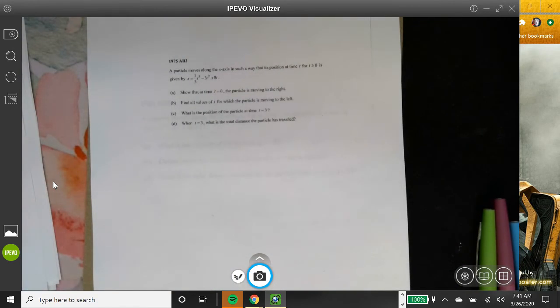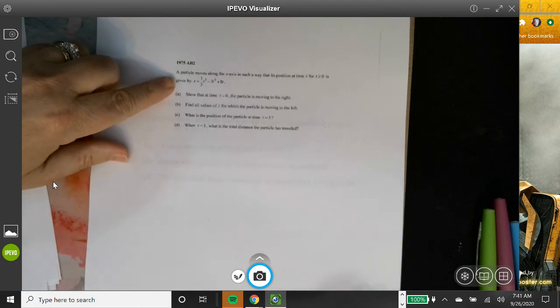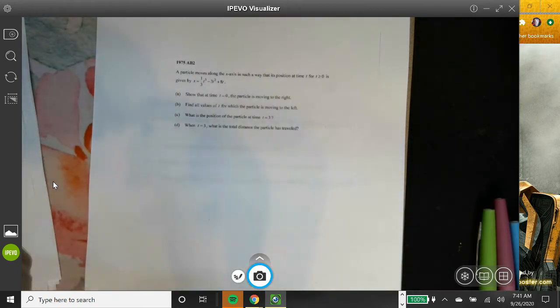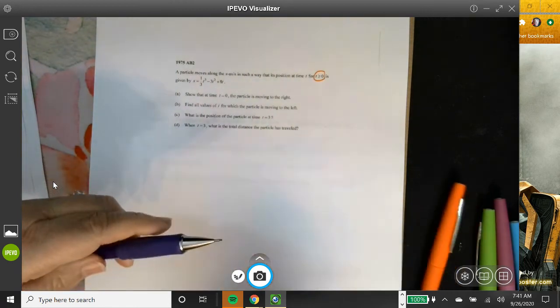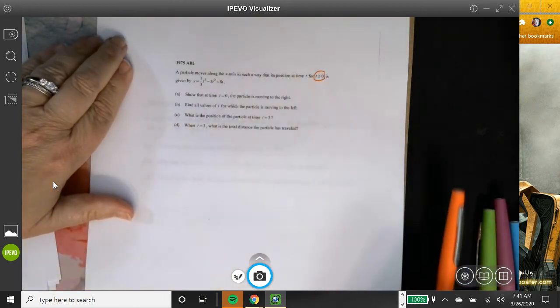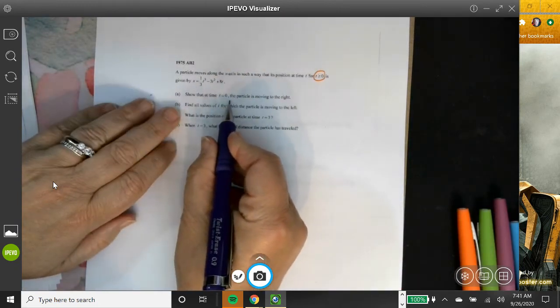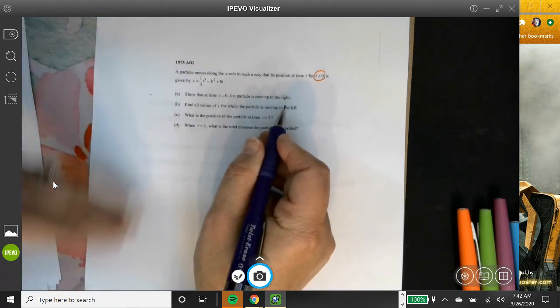1975, here we go. We're going through time. A particle moves along the x-axis in such a way that its position at time t, for t greater than or equal to 0, there's my little notion here that time is greater than or equal to 0, is given by 1/3 t cubed minus 3t squared plus 8t. So it says, show at time t equals 0, the particle is moving to the right. How do we know something's moving to the right? Well, the velocity is positive.